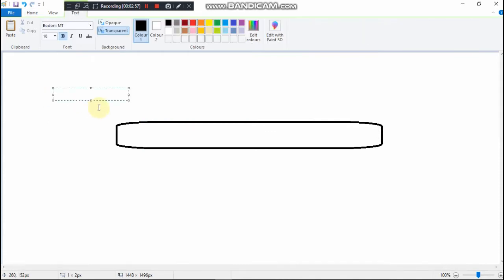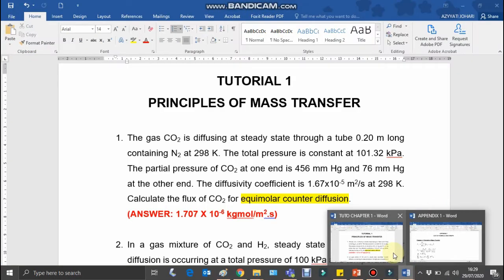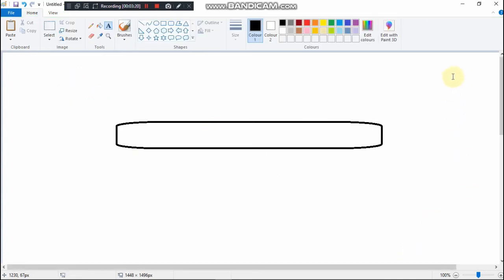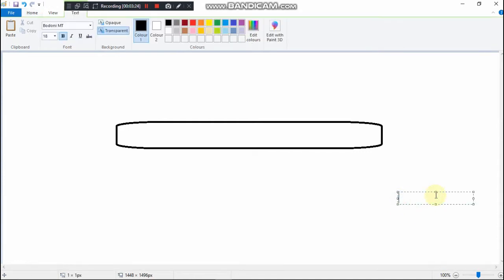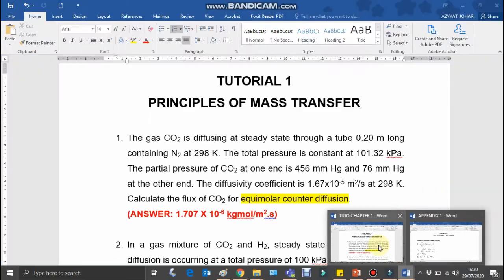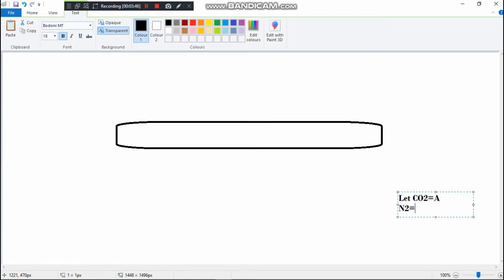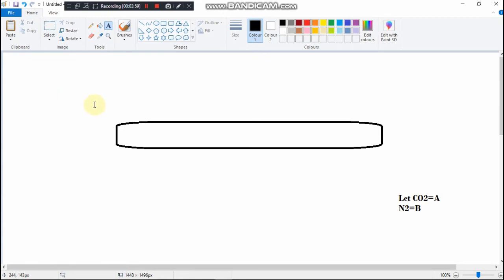Sorry, before we extract all of the information, firstly you need to assume what is component A and component B. So you just write down, let CO2 be A, and the other component stated in the question is nitrogen, so let nitrogen be component B. Whenever we know that component A is carbon dioxide and component B is nitrogen, we know this is a binary mixture. So what you need to do is extract info from the question.